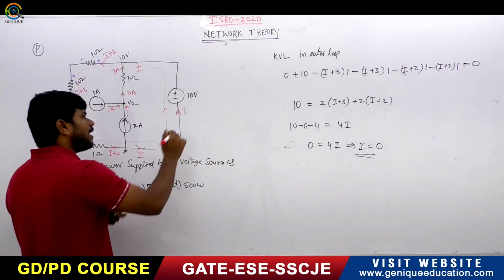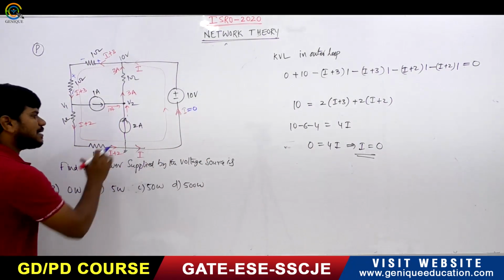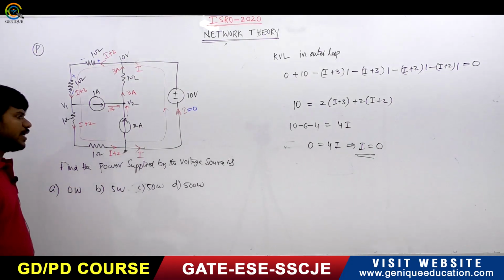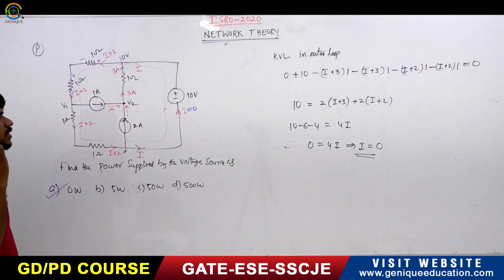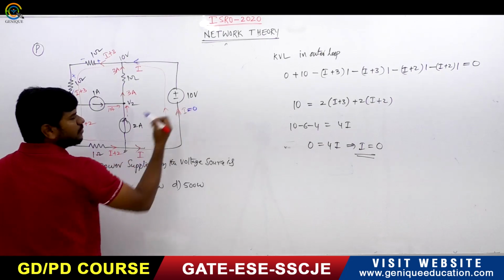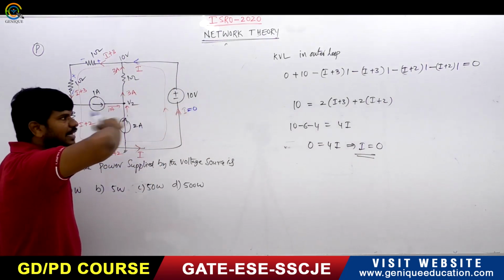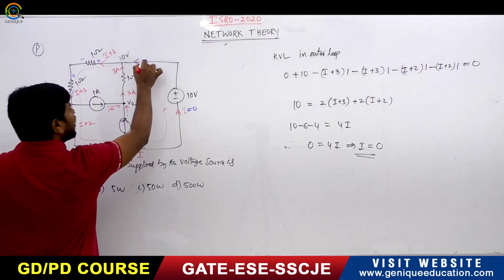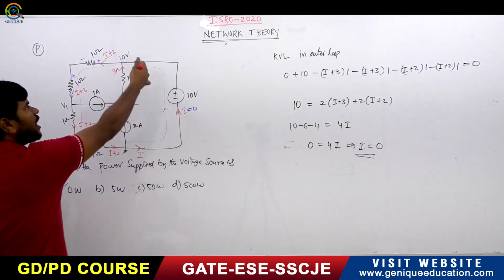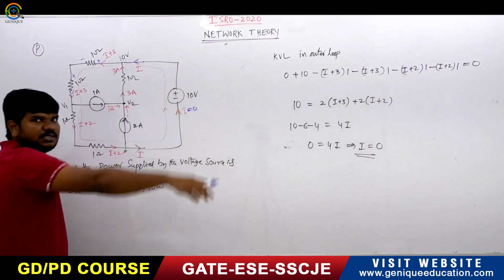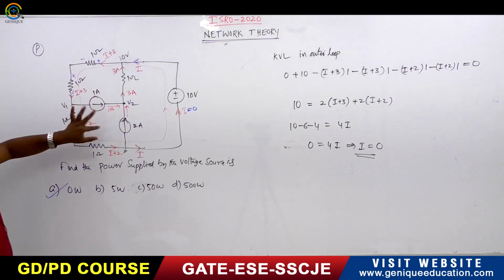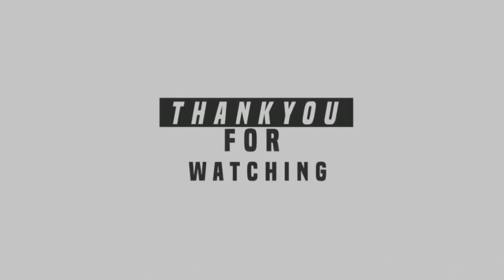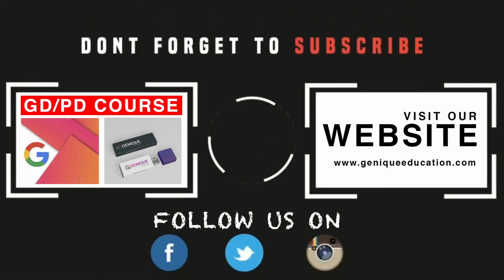If I is 0, what happens? Now what will be the power supplied by the voltage source? The power supplied by this voltage source is 0 watts. That means it is not contributing anything. So the current by this voltage source is 0. If the current by this voltage source is 0, you can remove this, right? So the answer is 0 watts. Only the power is contributed by this one and this one.